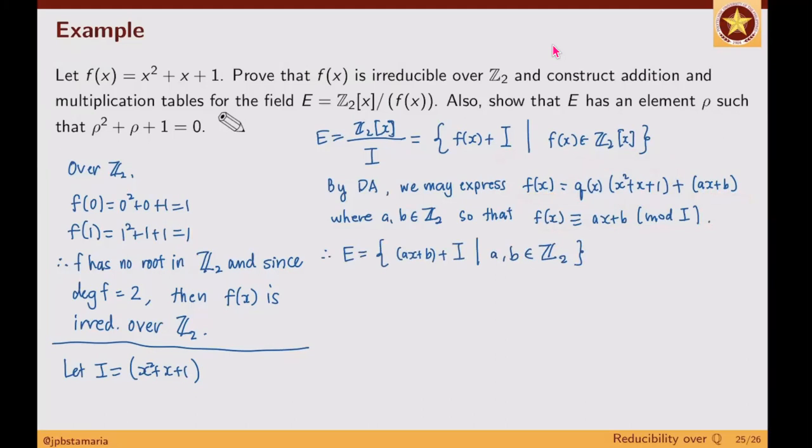How many choices are there for A and for B? Two each, 0 or 1. So by the fundamental counting principle, you have 2 times 2, or 4 cosets that are in E. In fact, we can list them down now. What are the elements?